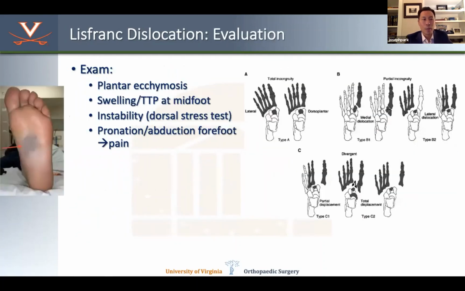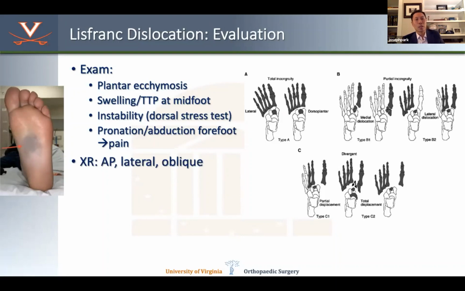So on exam, these patients will have that classic sign of plantar ecchymosis. They'll have swelling and tenderness to palpation at the midfoot. Often these patients are not able to stand or bear weight on their foot. They will have instability if you do a dorsal stress test. Often you can't even do this test because they get so swollen, but right after the injury, sometimes you can feel that instability. And often these patients will start to get pronation and abduction of the forefoot. That's the classic sort of deformity that can result.